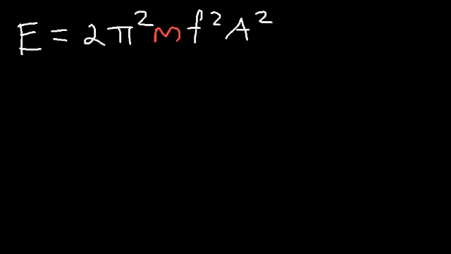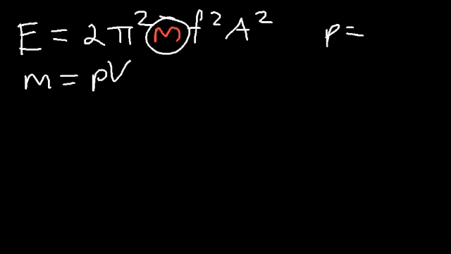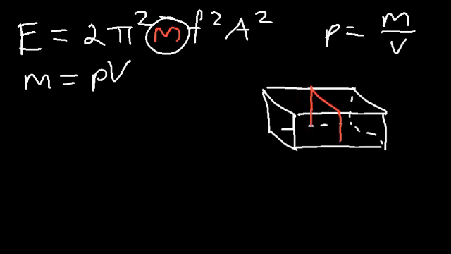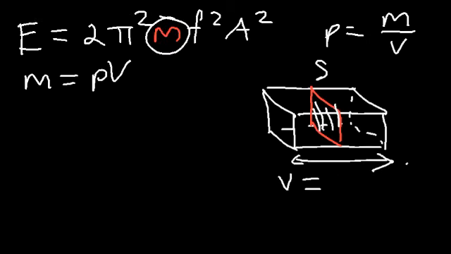Now our goal is to get the intensity in terms of the amplitude and the frequency. So let's focus on m, the mass. Mass is density times volume, because density is mass divided by volume. And if we draw, let's say, a rectangle, and let's say this is the cross-sectional area of the rectangle. The volume of this rectangle is the area of the cross-section, let's call it S, times the length of the rectangle. So it's S times L. So right now we have m is equal to rho times S times L.